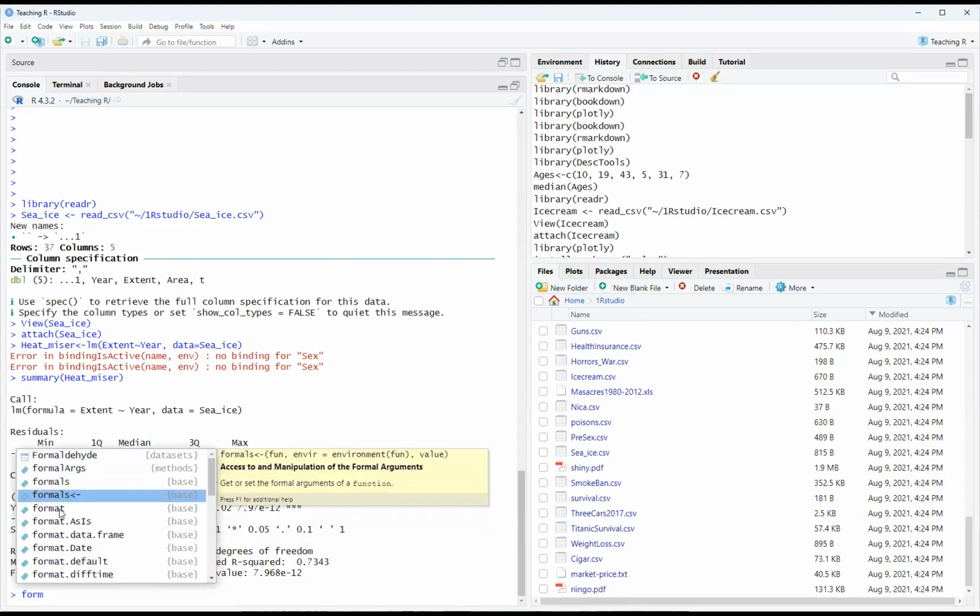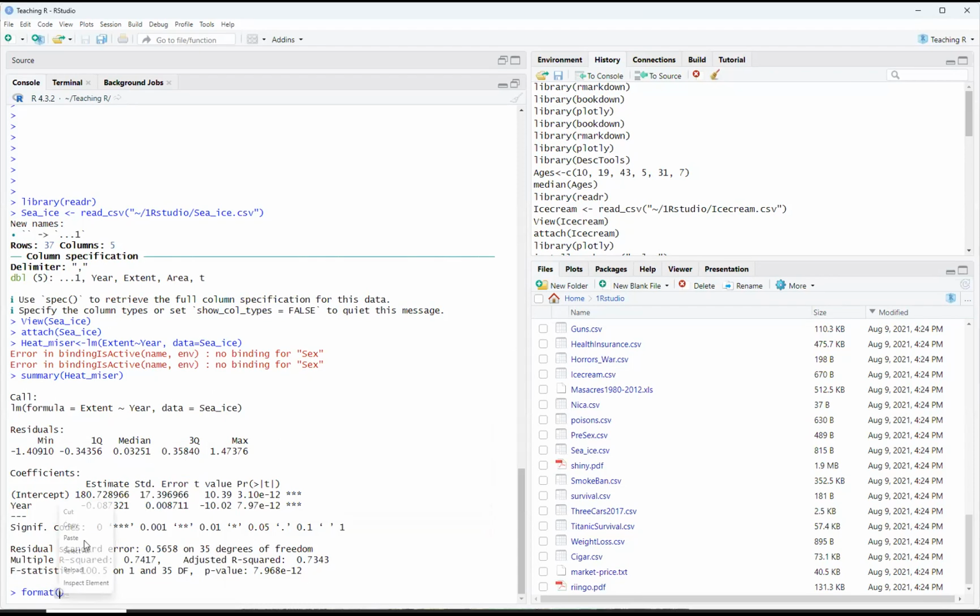Let's do the format here. Put this in the non-scientific.